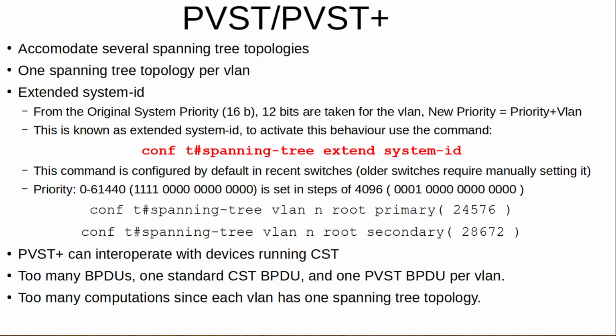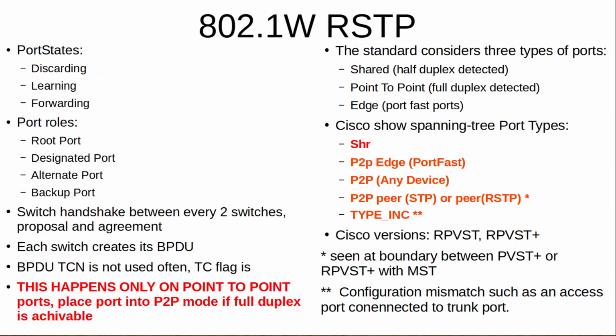If you had 100 VLANs, your switches will have to calculate 100 spanning tree topologies if a link fails. Rapid spanning tree uses 3 port states: discarding, learning, and forwarding. For port roles, it adds the alternate port, which is an alternate path to the root bridge should the path through the root port fail.